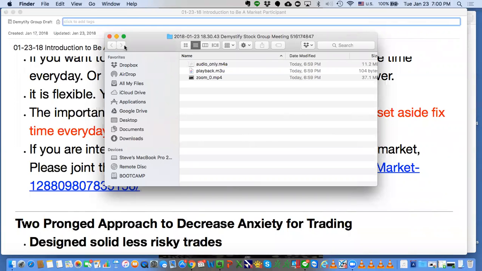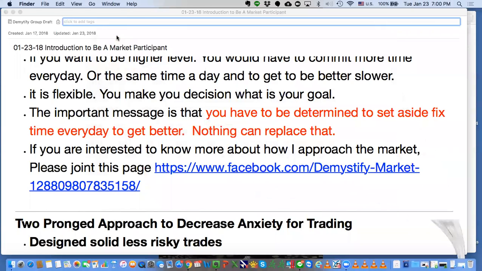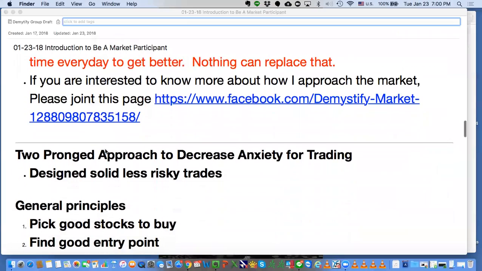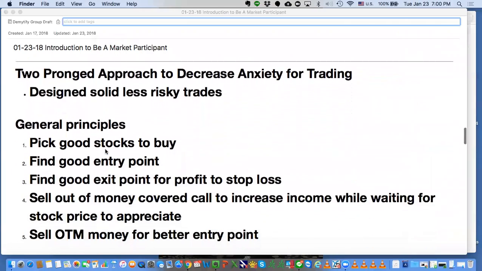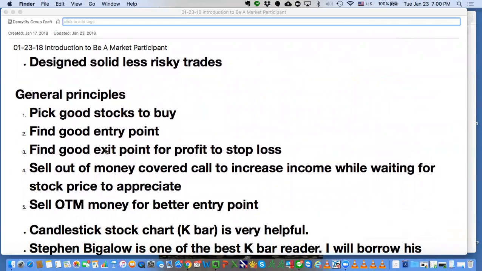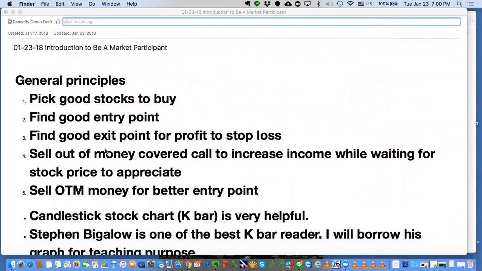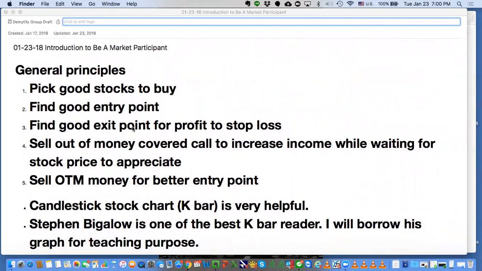有看到，看到了，OK，好。So very quickly, when we talk about level 2 and 3, first, the idea is that you want to pick a good stock to buy. Then you find a good entry point, and then you have the good exit point. Good exit point meaning that either you want to stop loss or you actually take profit.